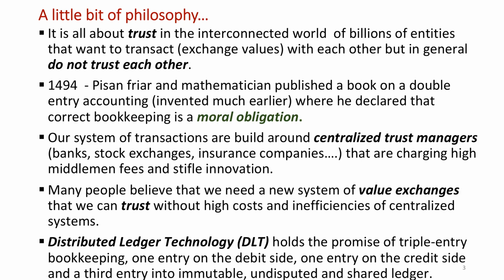1494 was an interesting year. Pisan friar, he actually is buried in Pisa. His name is Luca Pacioli. He's a very interesting man. And so he published a book on double entry accounting. That's an Italian invention. So the left-hand side has a credit, the right-hand side has a debit. But he felt that the correct accounting is a moral obligation, which is appropriate for 1494.